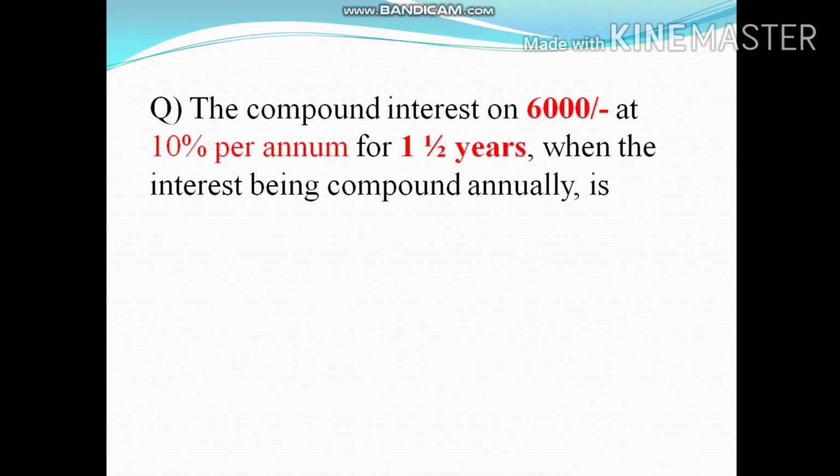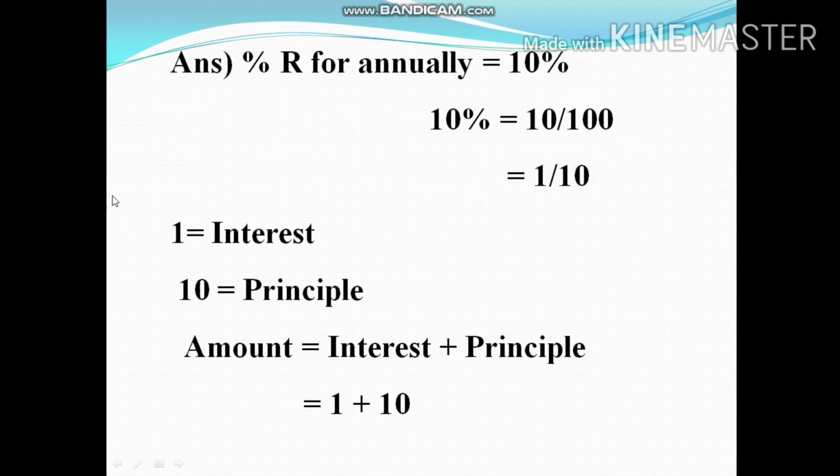Let's go with another problem. The compound interest on 6,000 at 10% per annum for 1.5 years, when the interest is compounded annually, is? Let's see the answer. Percentage rate for annually is equal to 10%, as it is given in the problem. 10% is equal to 10 by 100. To make it a fraction, it is 1 by 10.